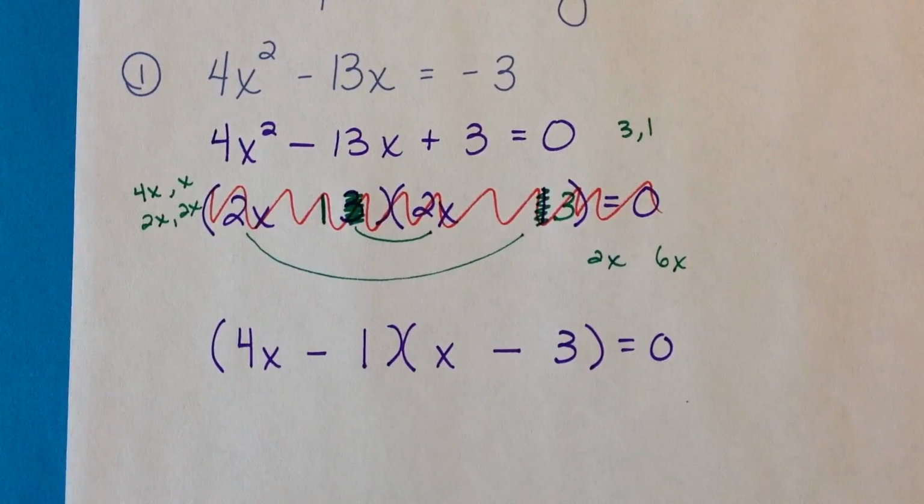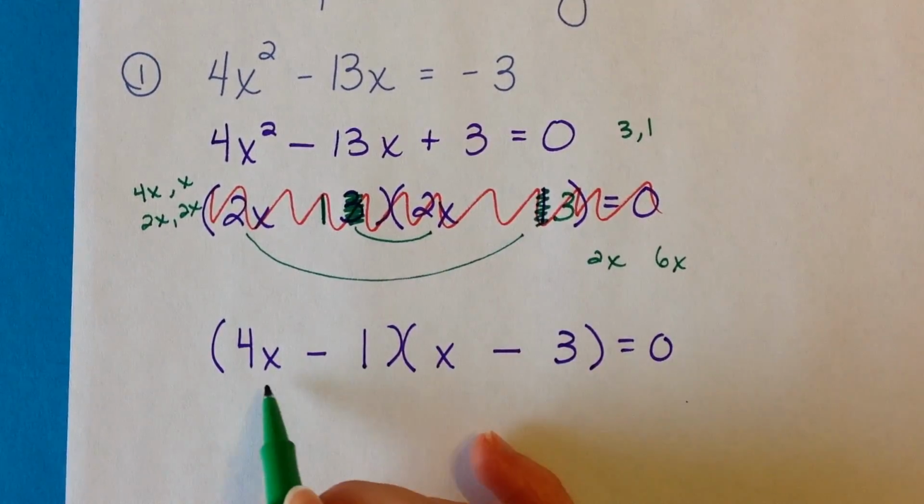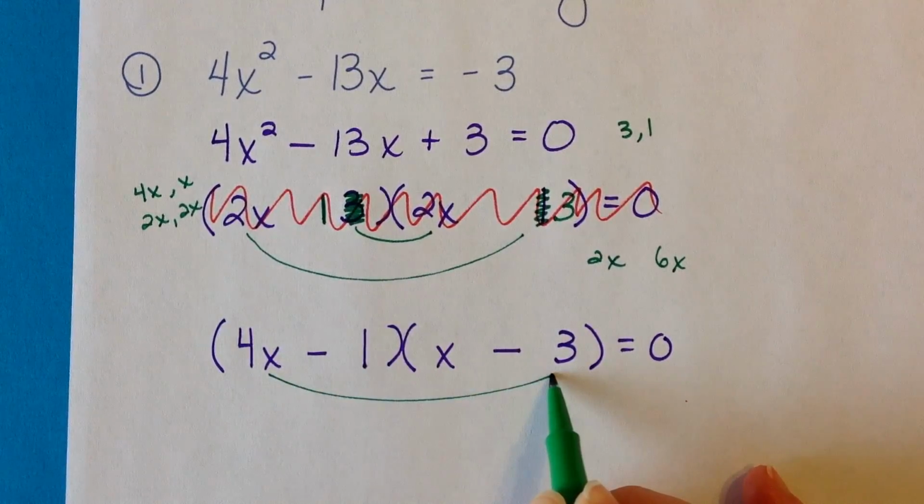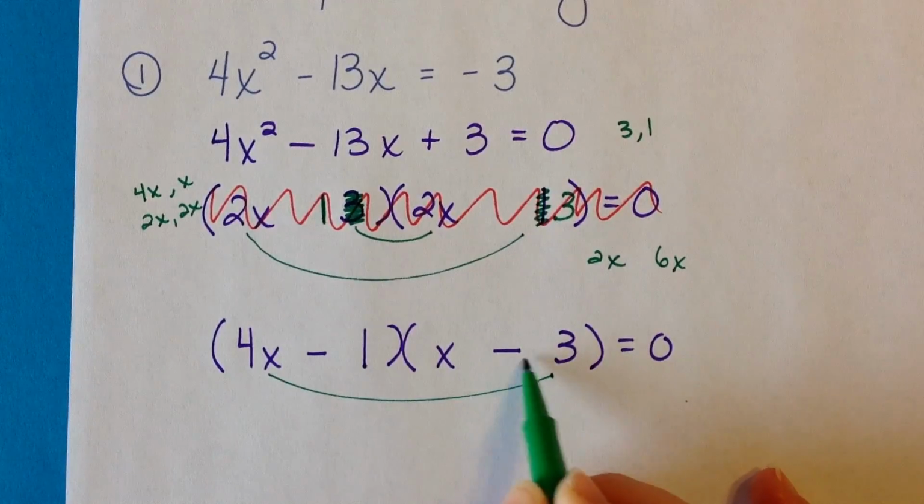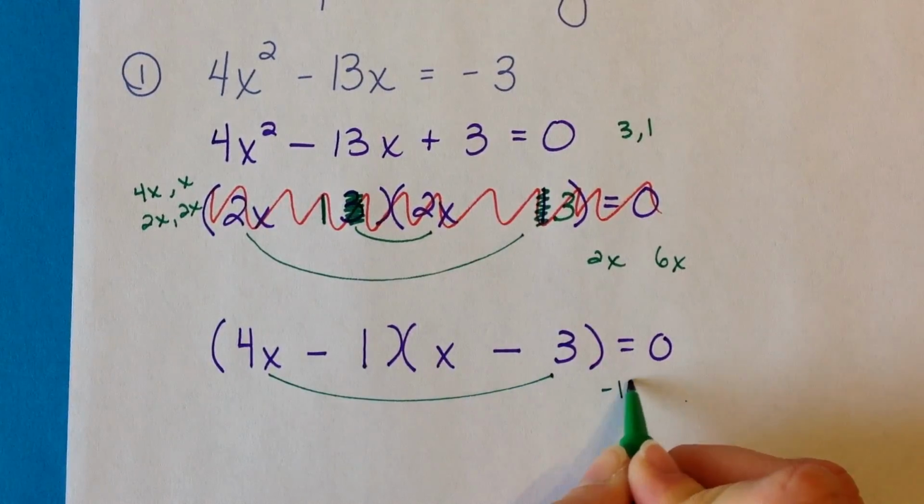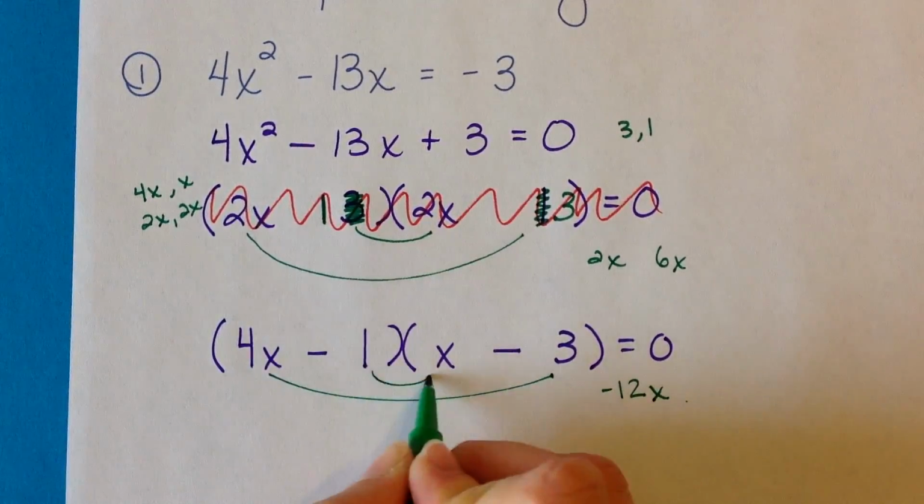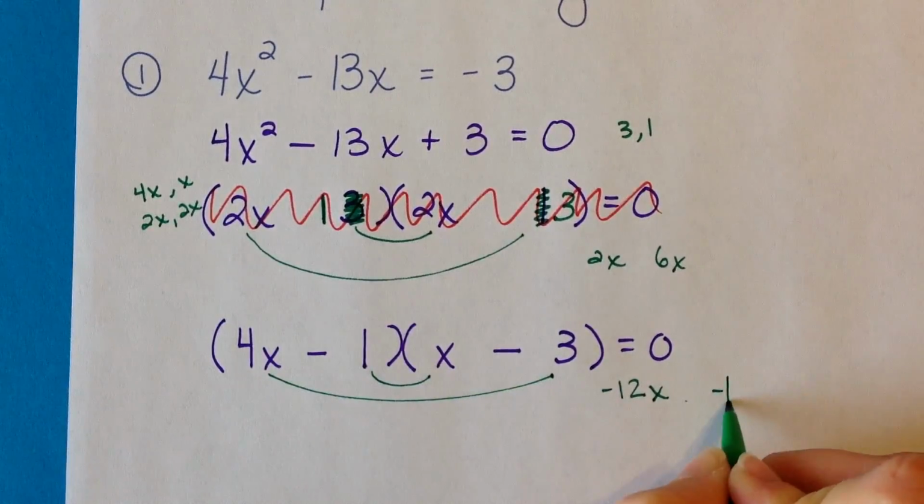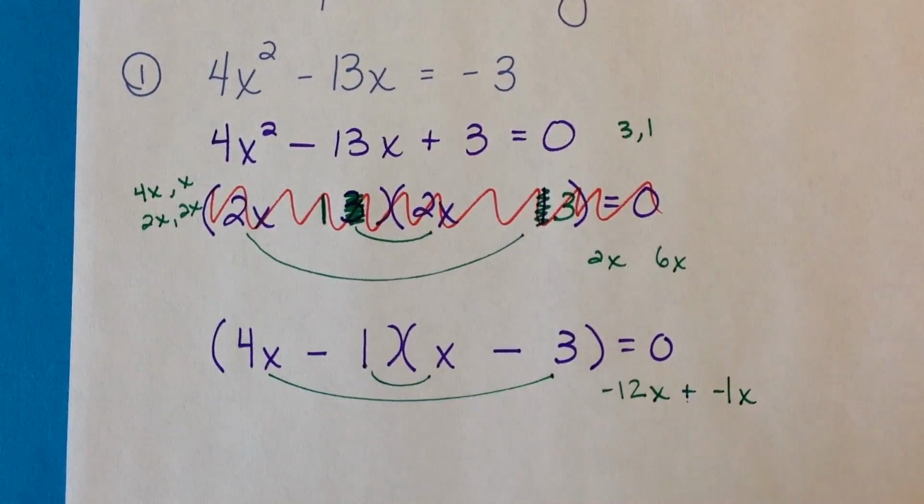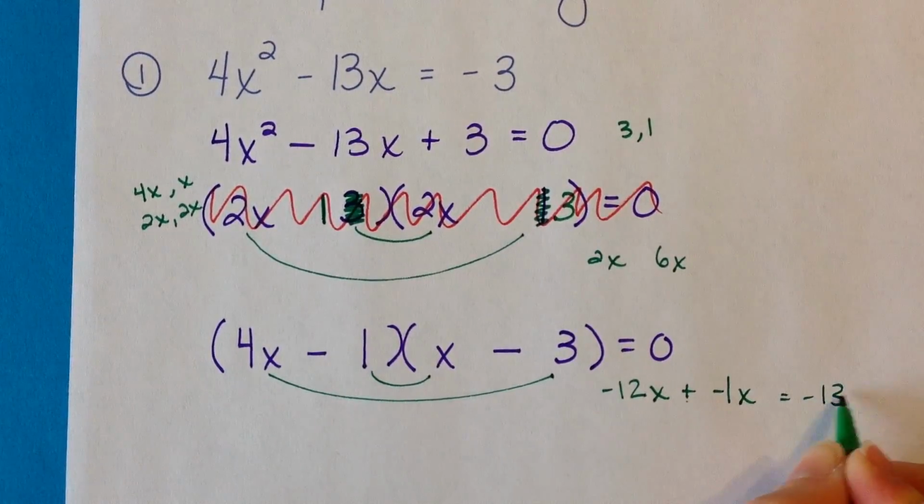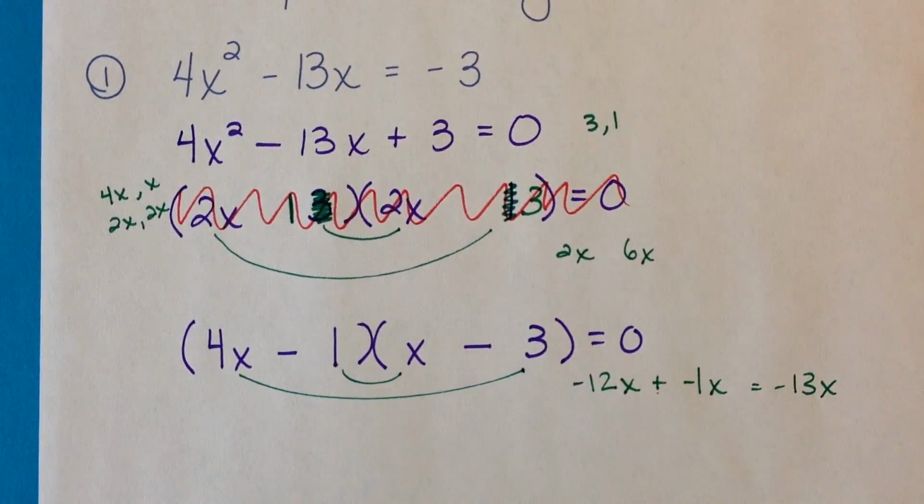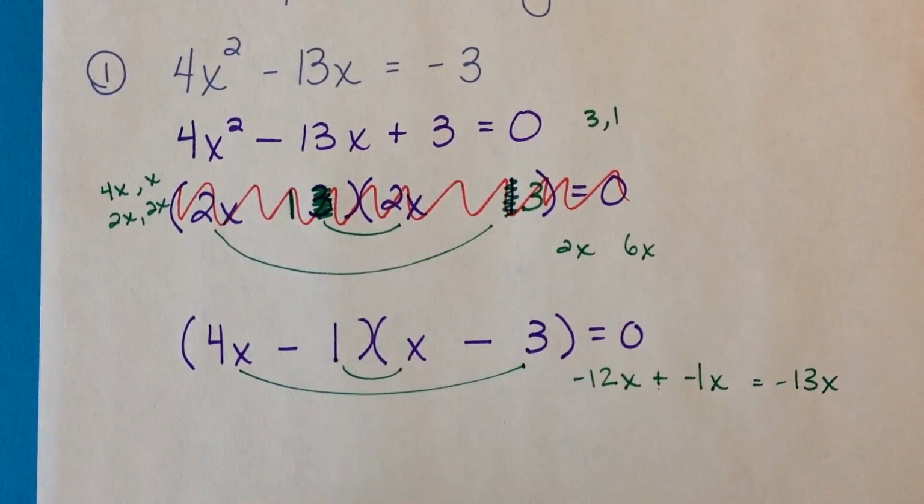All right, so again, just another quick check of what I had showed you. If I multiply these two together, now that I've got my sign right here, that's a negative 3, that's going to give me a negative 12x. And if I multiply these two together, I get a negative 1x. And then if I combine those terms together, that would give me this negative 13x that I need for my middle term. Okay, so like I said, I try to give you a quick little refresher there.